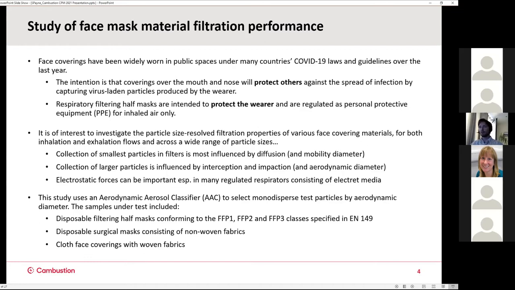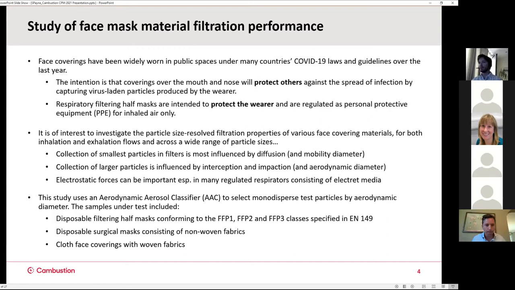We would expect from filtration theory that the collection of the smallest particles down in the submicron scale will be influenced by diffusion. That's typically characterized by the mobility equivalent diameter of the particles, while collection of larger ones will be influenced by the interception and impaction mechanisms, which is where the aerodynamic diameter is more of interest. Additionally, electrostatic forces can be important, particularly in many of the regulated respirators, as they consist of electret media containing static charges to enhance particle collection.